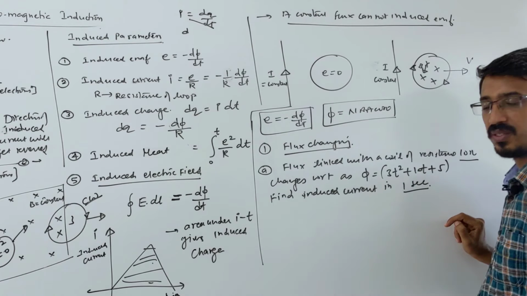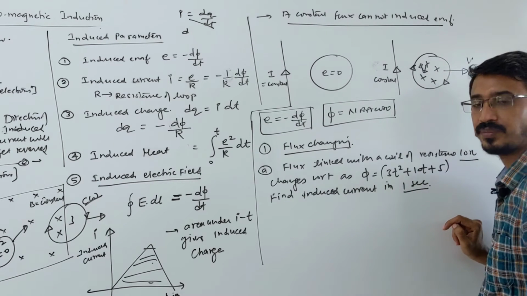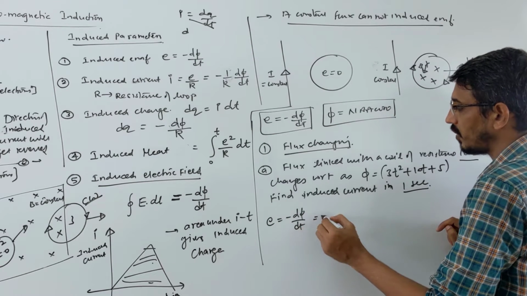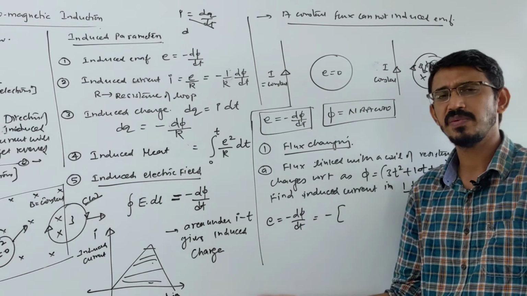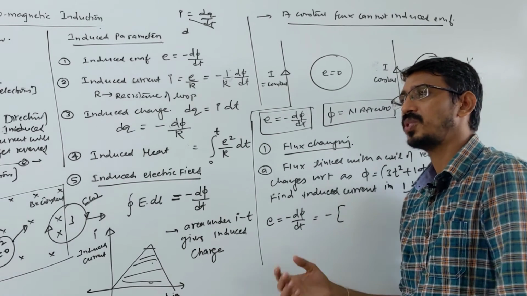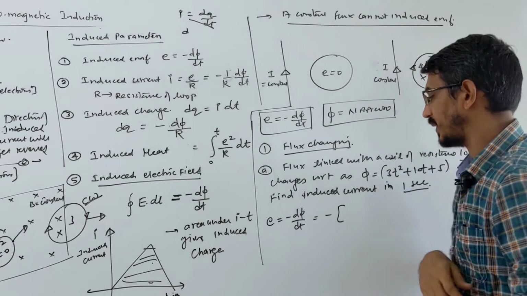Directly the flux equation is given to you. Find the induced current in 1 second. So EMF is induced, what? Minus d phi by dt, which means you have to differentiate this. Remember, induced EMF is always negative, so always put a minus sign. If the options were given as plus 5 volt and minus 5 volt, then the answer is always minus 5 volt.